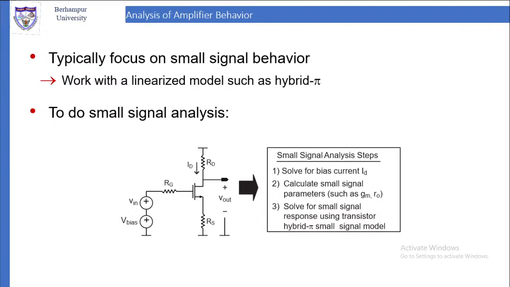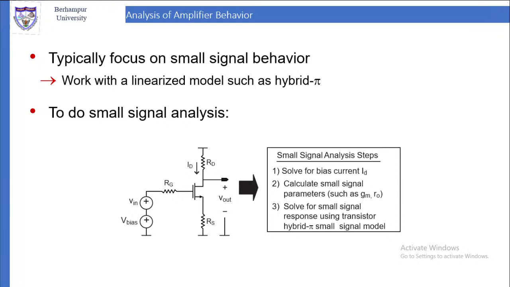Now in this circuit you can see RD, RG and RS are the biasing resistors. Then the biasing voltage V bias is given through the gate. Then Vin is the signal which is given between the gate and the ground. This Vin will get amplified and will appear at the output. Output will be taken between the drain and the source, VDS. So that is V output.